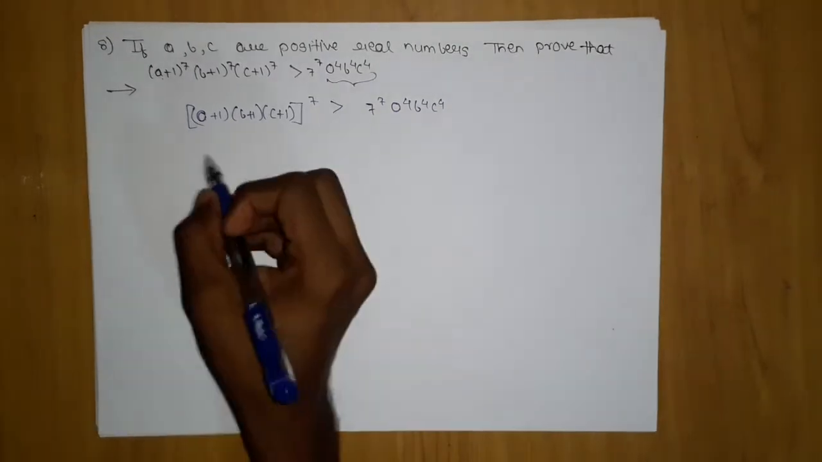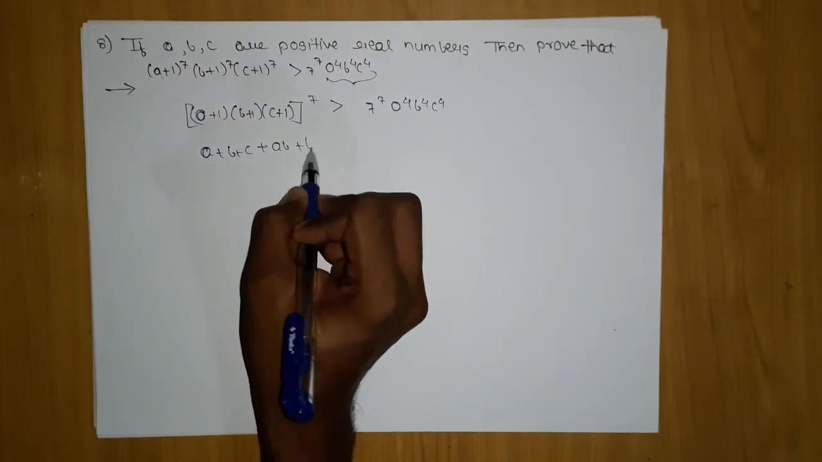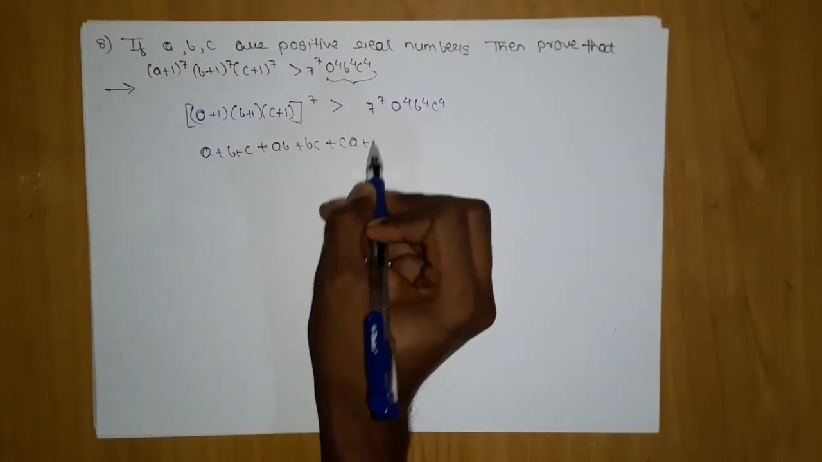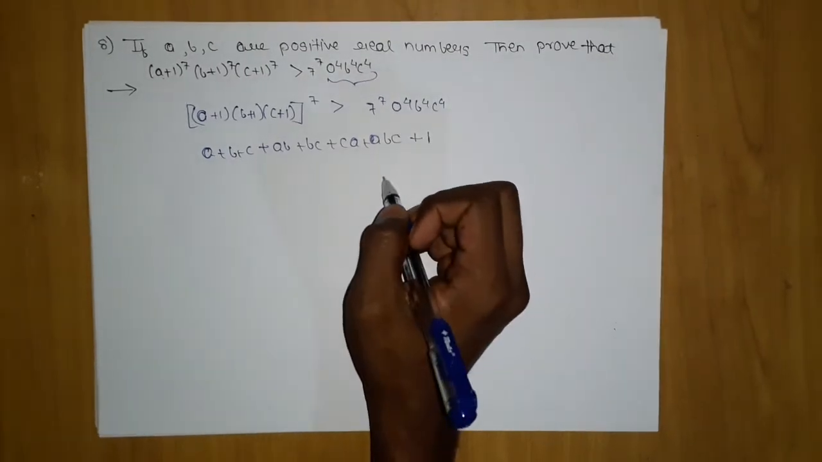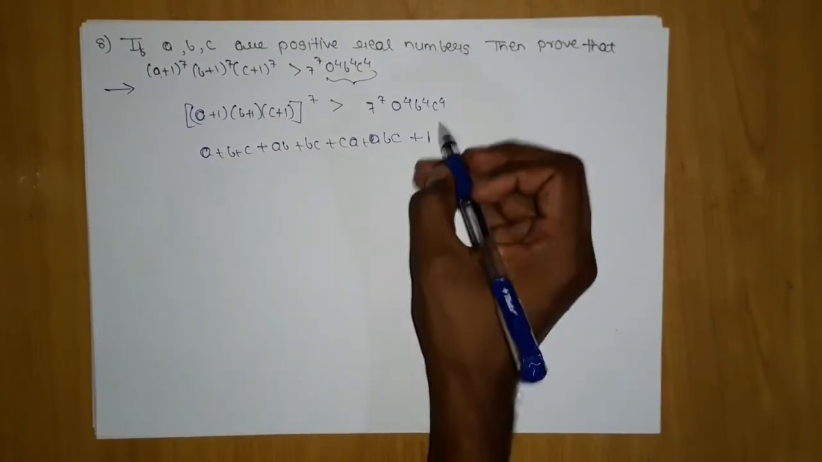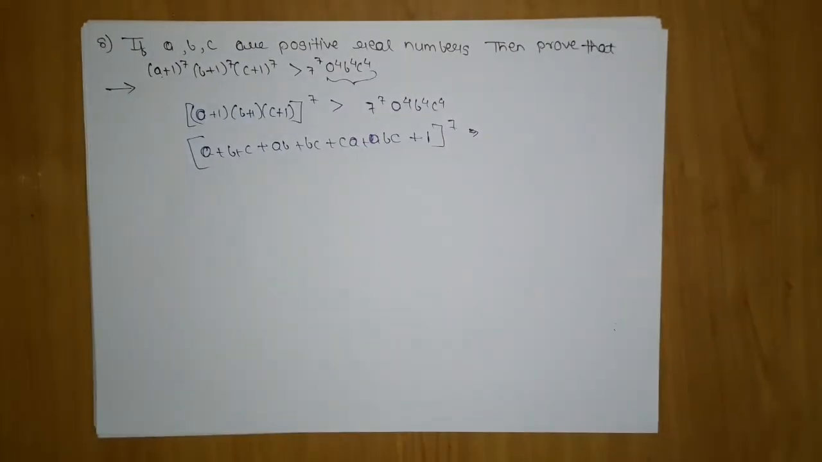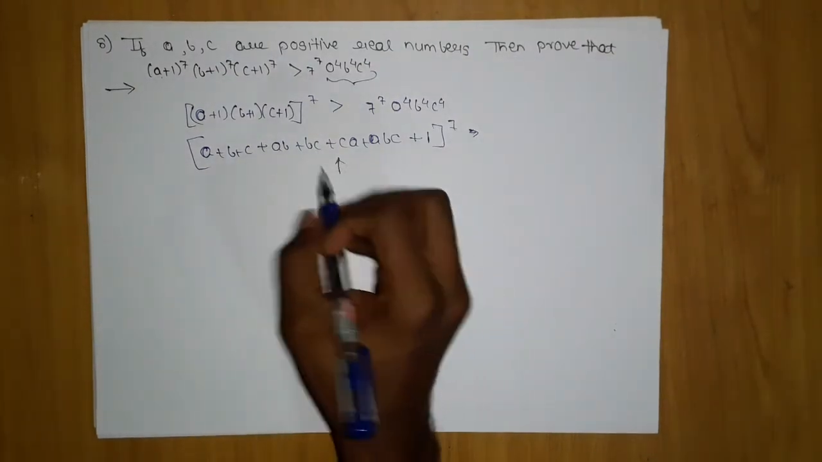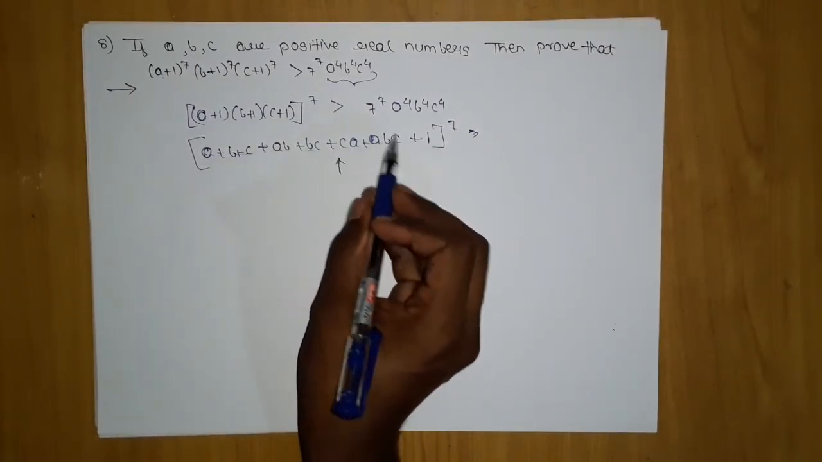We are getting a plus b plus c, ab plus bc plus ca, and abc, and plus 1 also will be there. So these terms we are getting after multiplying the power 7 expression. So what we will do is apply AM greater than or equal to GM on them. How many terms are there? 3, 3 is 6, and 7 terms are there.